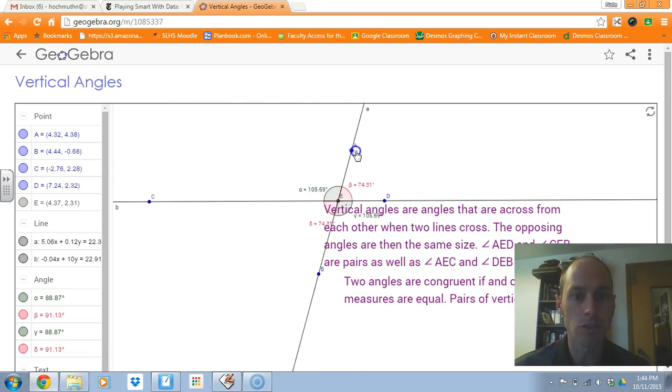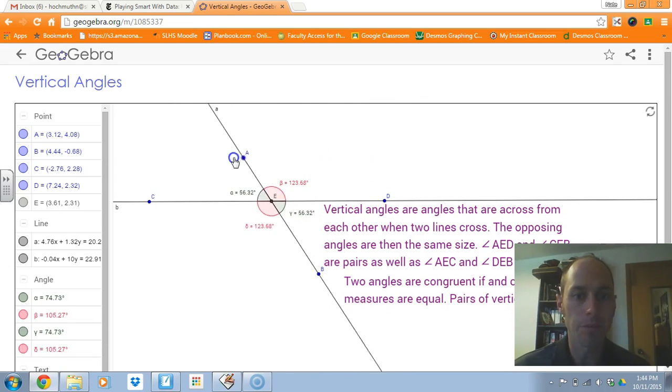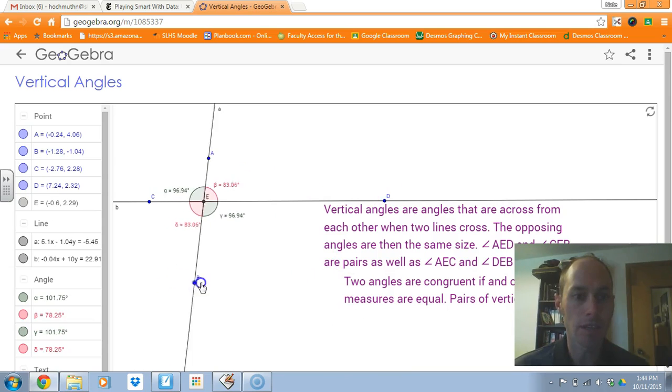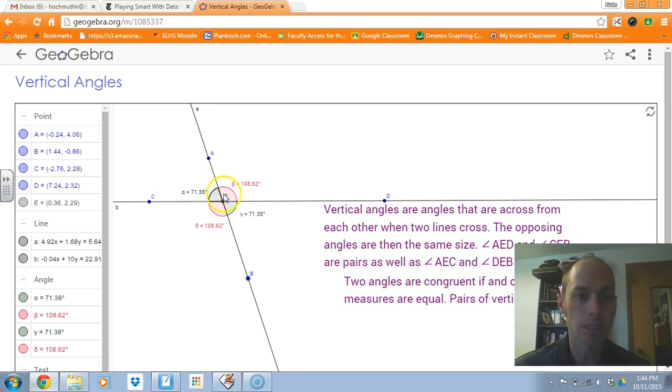What is always true? They're always supplementary. Same with angle AED and DEB. No matter what I do to those angles, these two are always supplementary. These two are always supplementary. These two, and same as these two. So we have 4 sets of supplementary angles, which we also term a linear pair because they're adjacent as well.